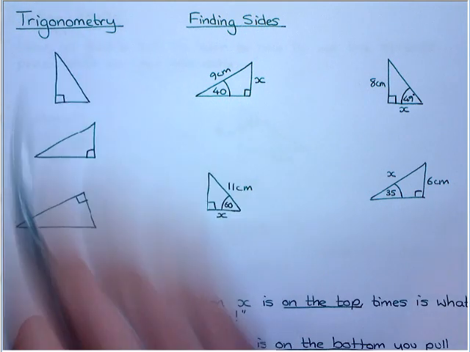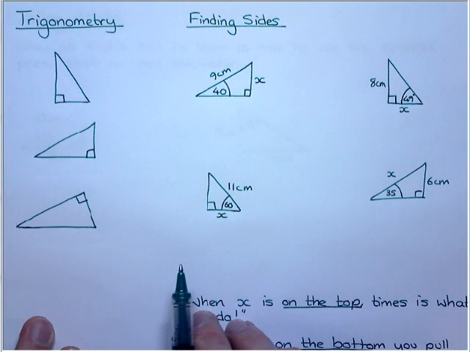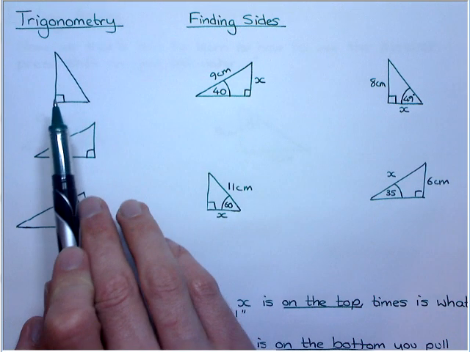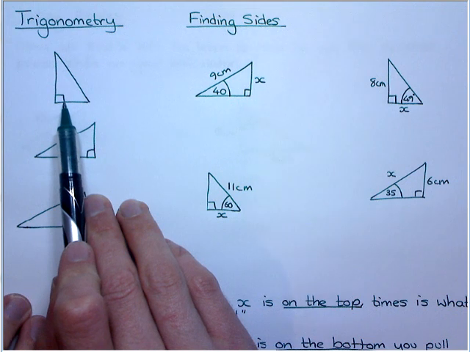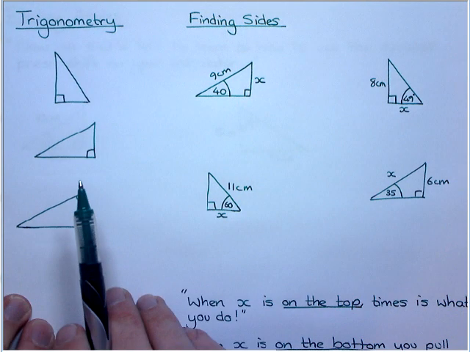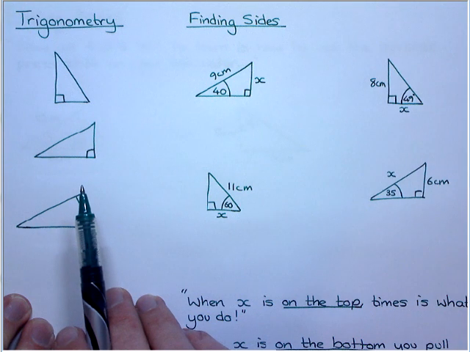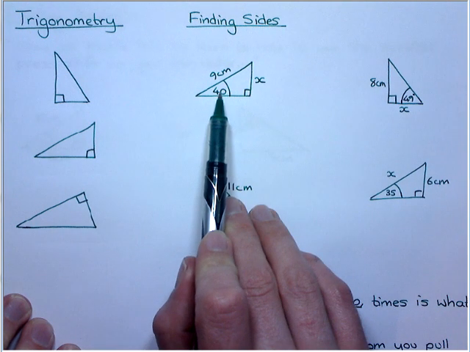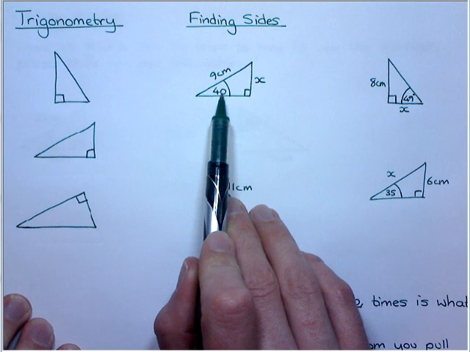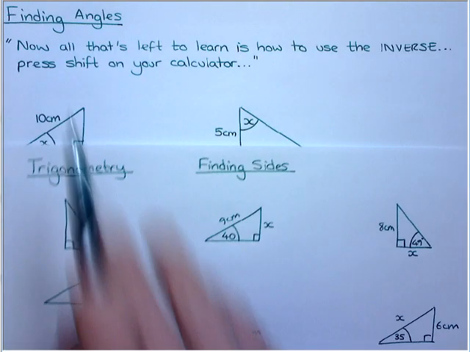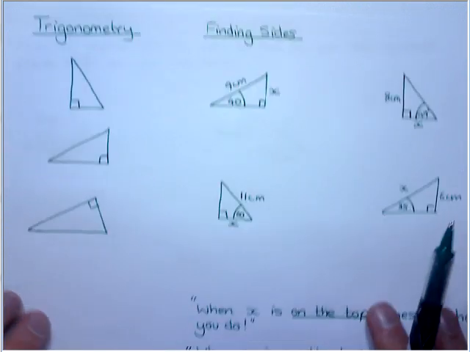It's what we call trigonometry, and it's only to do with right angled triangles. That's a really good point to note. If you see a right angled triangle, it's either Pythagoras or it is trigonometry. The way you can tell is because there is an angle involved. So we're going to use it to find sides using the angle, and in a minute we're going to have a look at finding some angles as well.